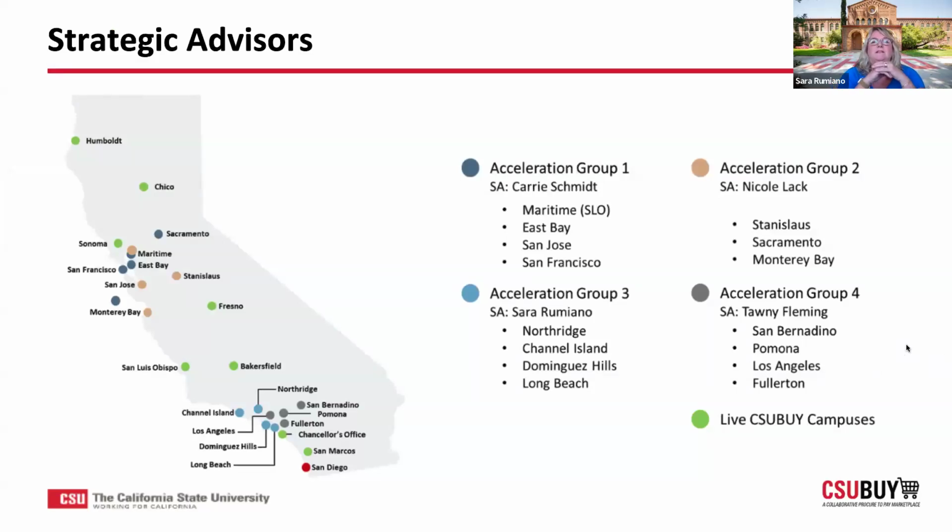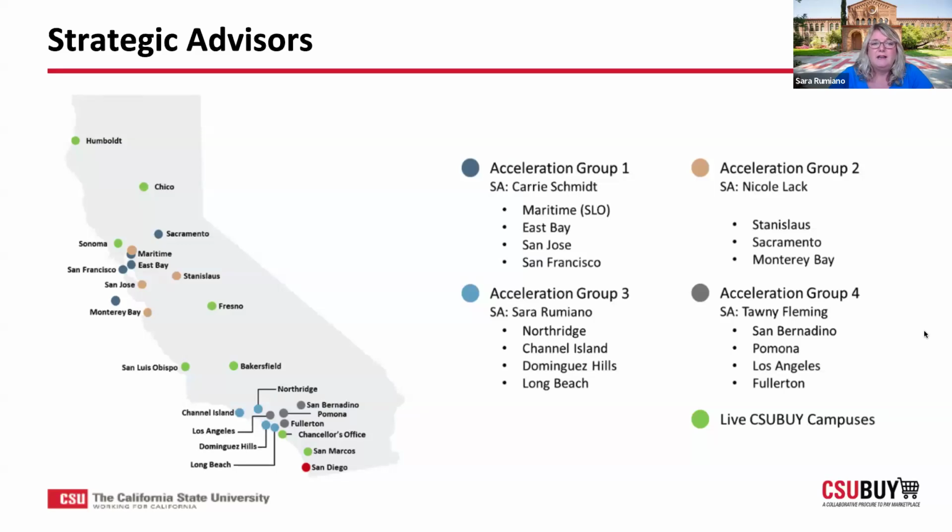To support the Chancellor's Office core team with the P2P implementation, the non-live campuses have been organized into regional groups, with each group assigned a strategic advisor. The strategic advisors are Carrie Schmidt, Nicole Lack, myself, Sarah Rumiano, and Tawny Fleming. Each of us brings extensive experience and expertise in the procure-to-pay process, and we are here to help guide and support the campuses throughout their implementation journey.